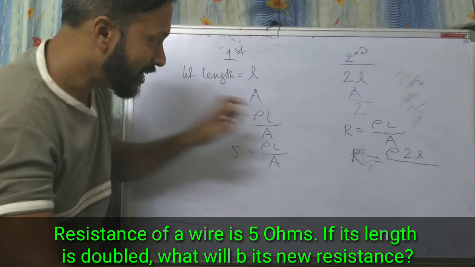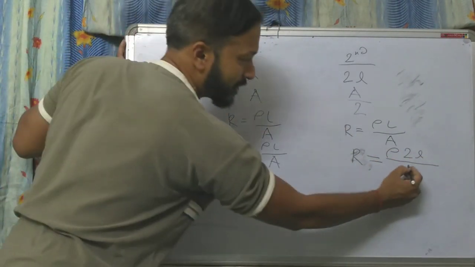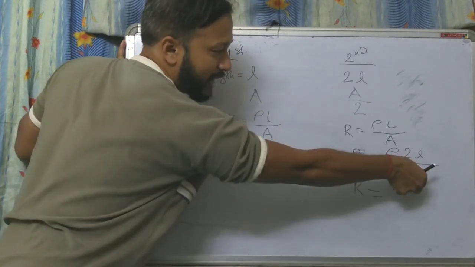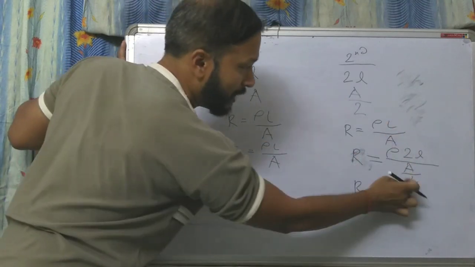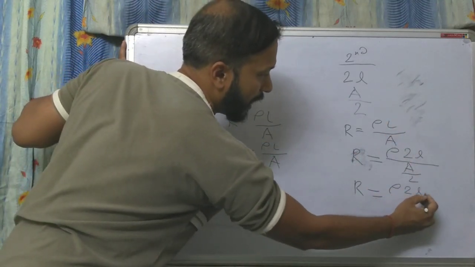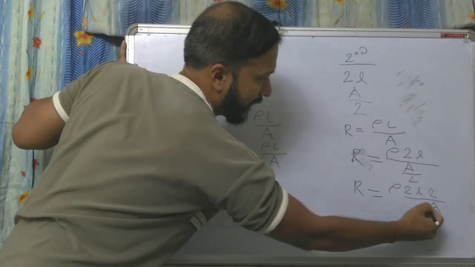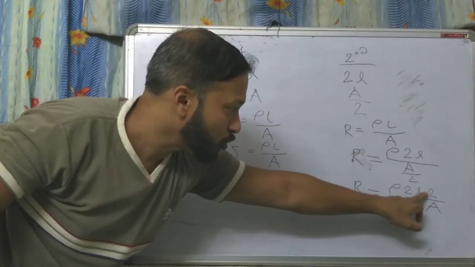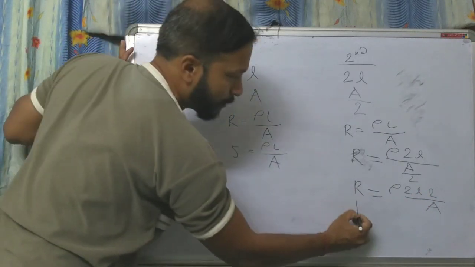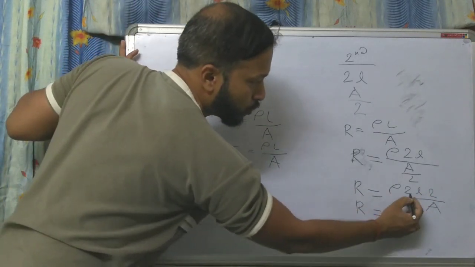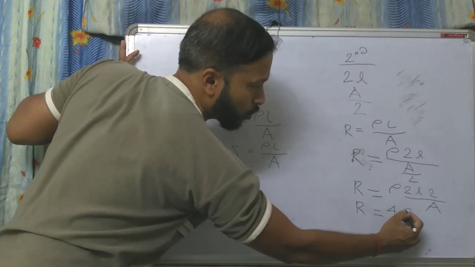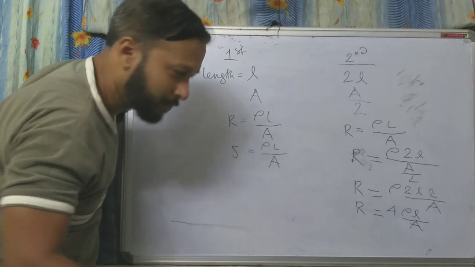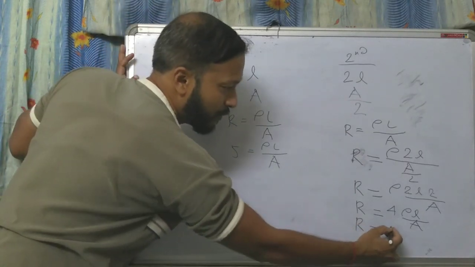What is my area? A by 2. Put it in: R equal to rho 2L by A by 2. Here A by 2 gets reciprocal, so it will be 2 by A. So R equal to 2 into 2, which is 4 rho L by A. Understood?